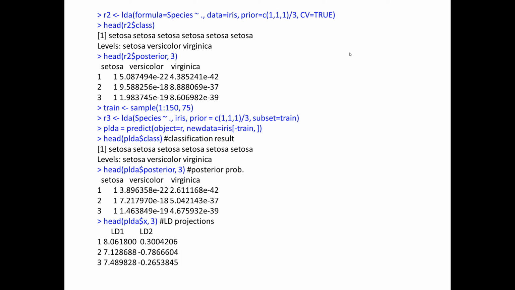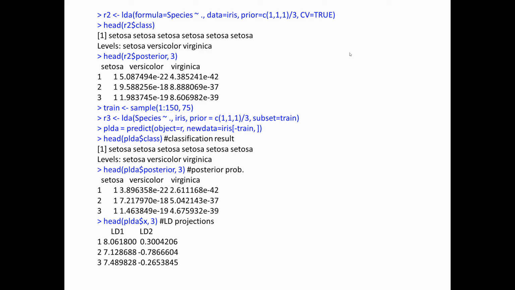LDA forms linear combinations of predictor variables such that the average value of these linear combinations will be as different as possible to facilitate classification. Let me say that again. LDA forms linear combinations of predictor variables or attributes such that the average value of these linear combinations will be as different as possible to facilitate classification.